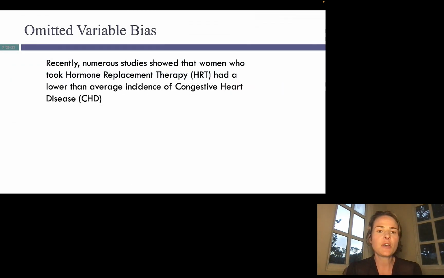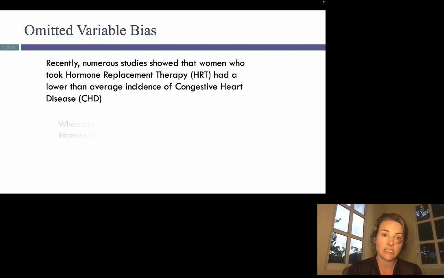All right, so as a bit of motivation, I find medical studies are rife with these things. So we're going to start with a fun, dramatic medical example. Recently, numerous studies showed that women who took hormone replacement therapy had a lower than average incidence of congestive heart disease. All right, so sounds like the kind of thing that you should go prescribing hormone replacement therapy for women who have no need for hormone replacement therapy, but who perhaps were concerned about having congestive heart disease, right?